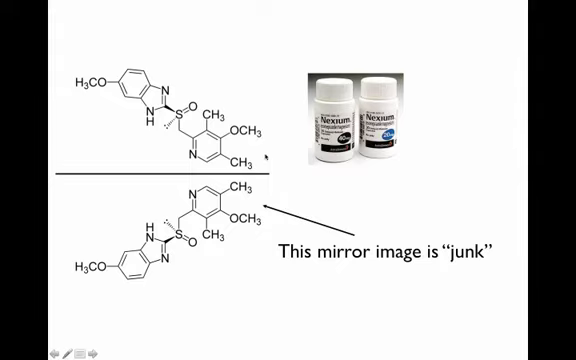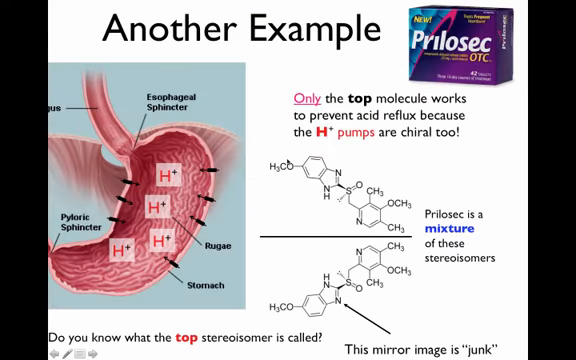Sometimes at this point the students stop me and they say, well, let's go back to Prilosec, and what's the point of making both of these molecules and putting them in the pill if only the top one works and the bottom one is junk, as you say? The reality is that when organic chemists make molecules like this, when they're trying to make medicines, it is very often difficult to make one mirror image without making the other mirror image.